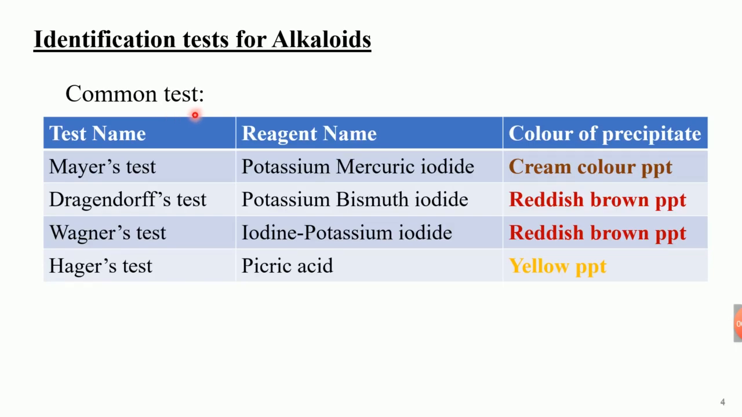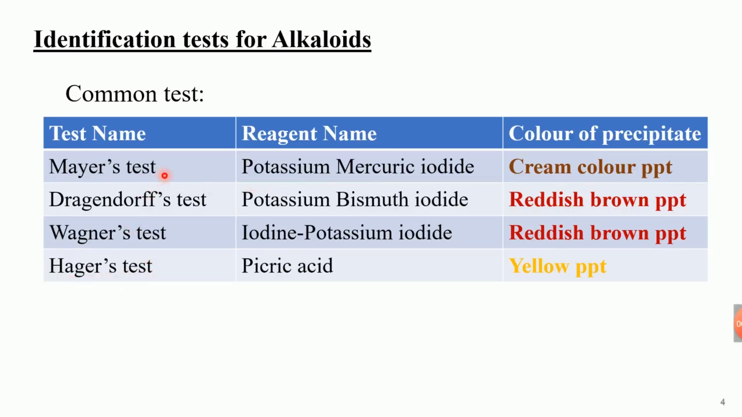Every alkaloid except pseudoalkaloid like purine alkaloid and steroidal alkaloid, purine alkaloid like caffeine, theobromine, theophylline, do not give a positive reaction for common tests. Remaining all other alkaloids except pseudoalkaloid give a positive reaction for common tests. So there are four common tests used for identification of alkaloid. First is Mayer test, second is Dragendorff test, third is Wagner test, and fourth is Hager test.